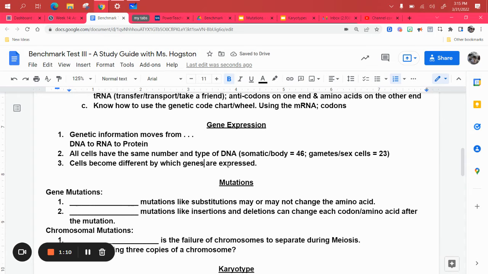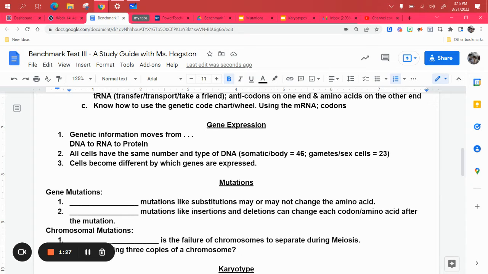So a bone cell is going to be different from a nerve cell based upon the genes that are switched on or switched off. And that's what expressed means. Which one of those genes will ultimately become protein that determines our traits, our characteristics.